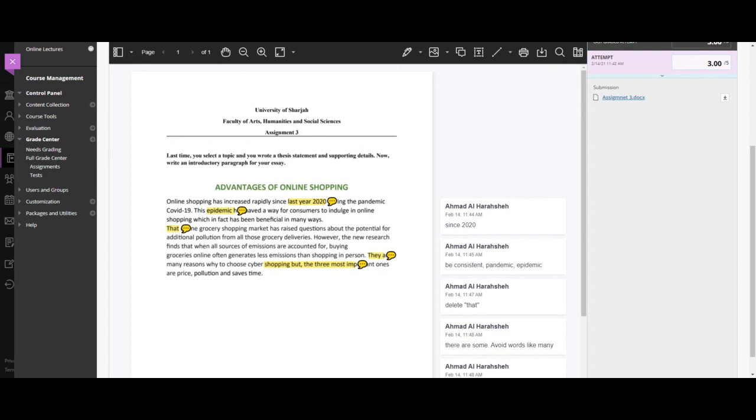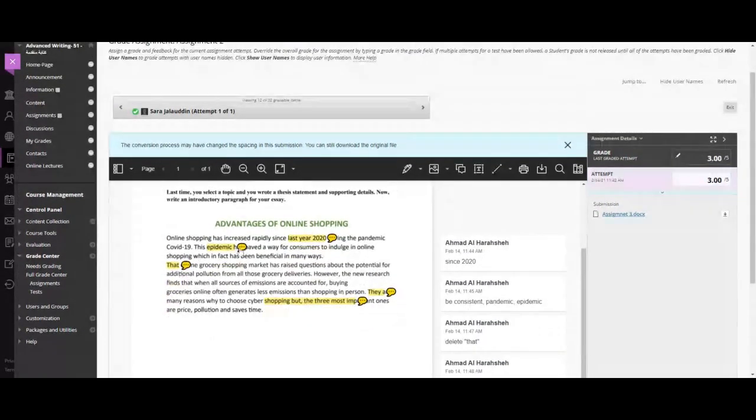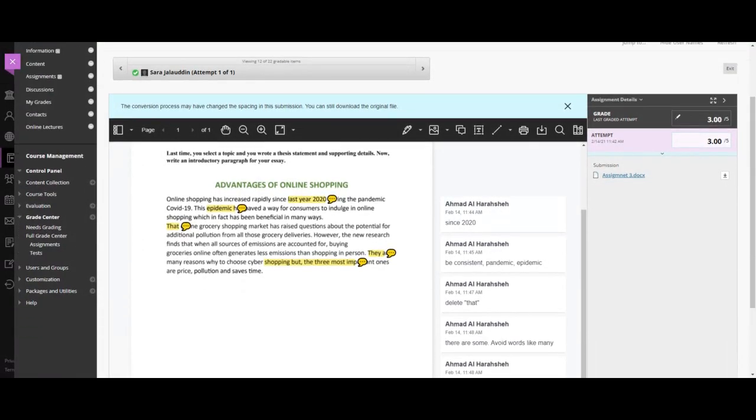Because of, you can say, who's the writer? Sarah. You can say online shopping has increased rapidly since 2020 due to or because of COVID-19. Here you use pandemic and epidemic. Here you must be consistent. Let's use pandemic, all right? Or we have to be consistent.